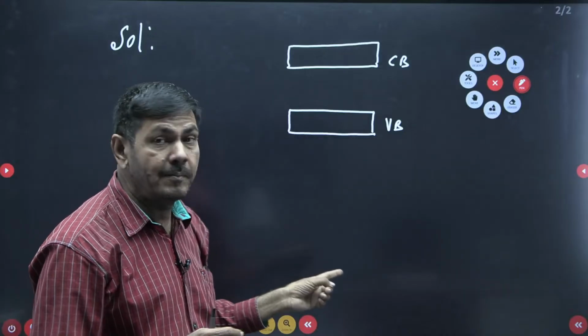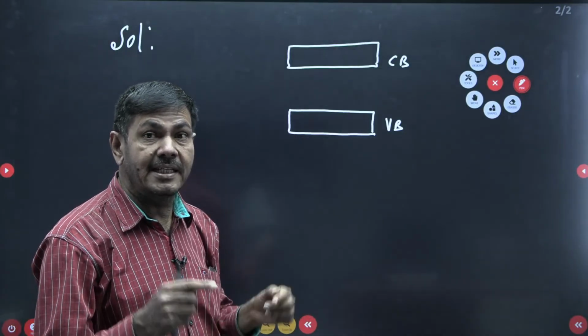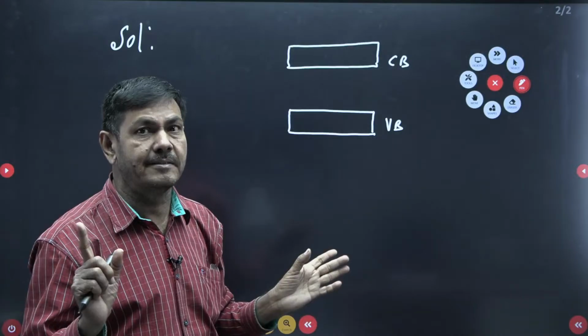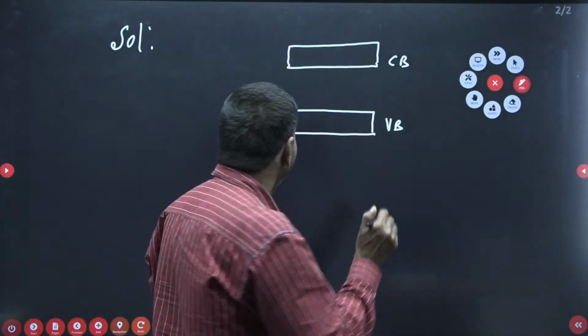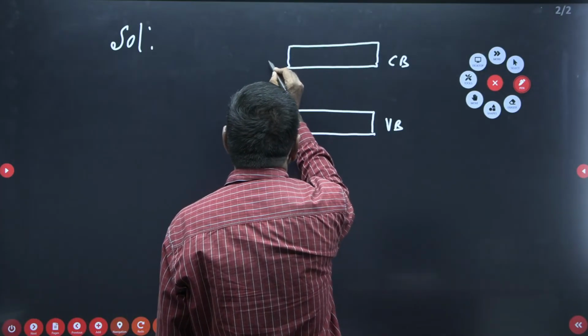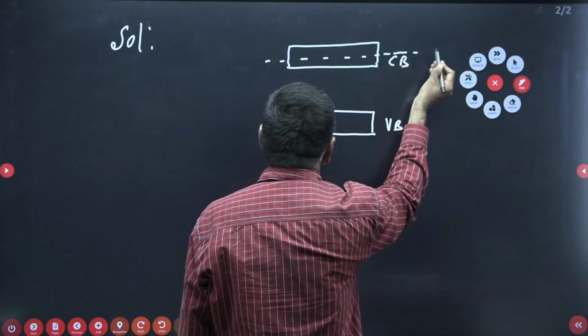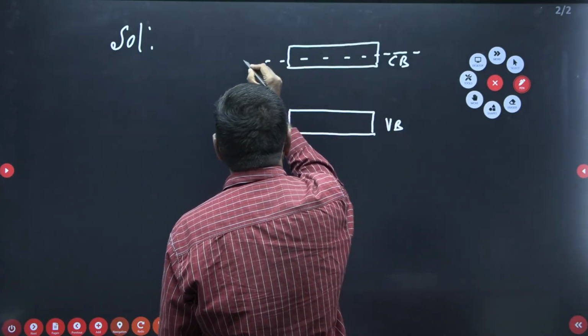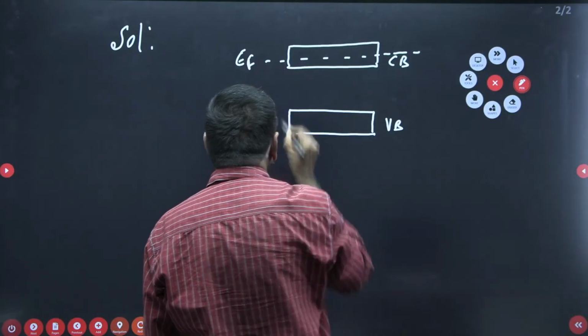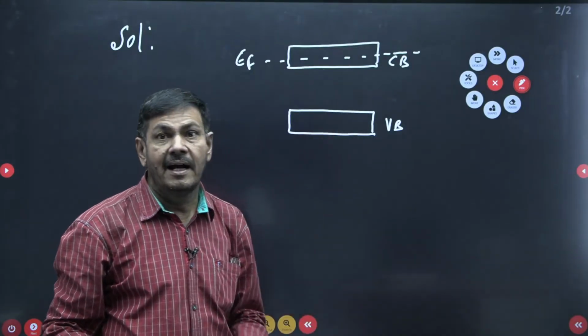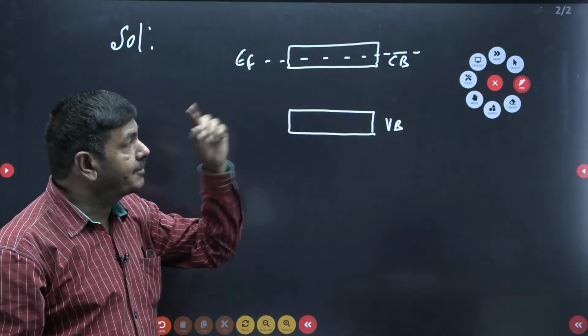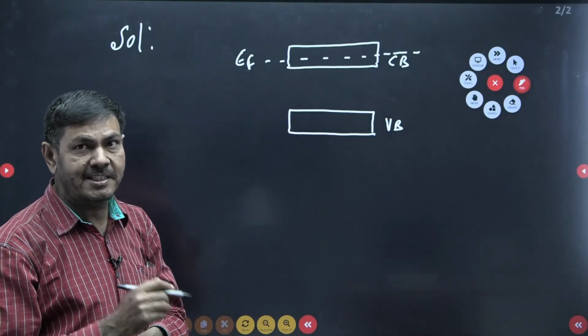But in this problem, the Fermi level lying in the conduction band is specified clearly. It is lying in the conduction band. If it is lying in the conduction band, catch my point, it is just towards the conduction band. If the Fermi level is lying in the conduction band, 100% it is nothing but an N-type extrinsic semiconductor.